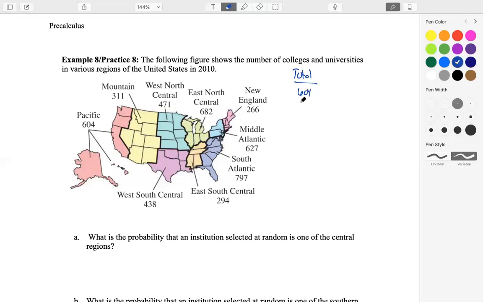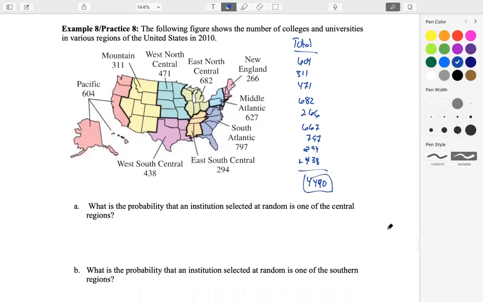So we have 604, we have 311, we have 471, we have 682, we have 266, 667, I believe, 797, 294, and we have 438. When I add all those numbers together, you get 4,490. That is my total. So in part A, what is the probability an institution selected at random is one of the central regions? So the probability of having a central is equal to.